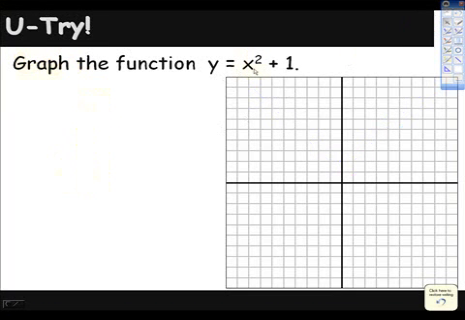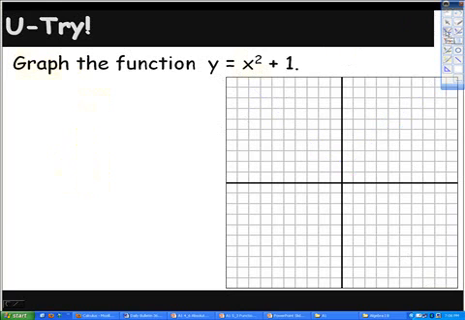y equals x squared plus 1. Let's give this a shot. Okay, one thing we expect here is we expect to see a parabola. Kind of looks like this, or it could open down. This one opens up because it's positive here. So let's create a table of values and see if we can see that thing appear. Let's again try these same values: negative 2, negative 1, 0, 1, and 2.